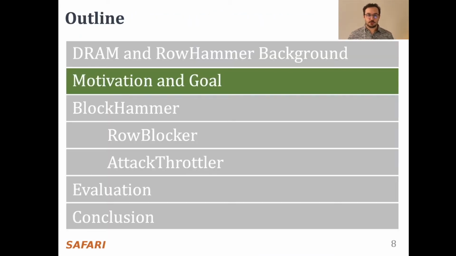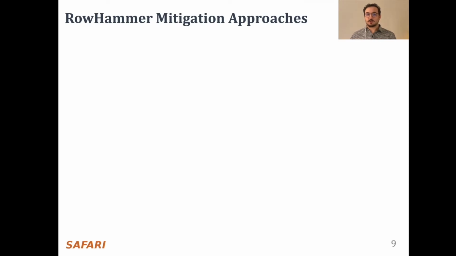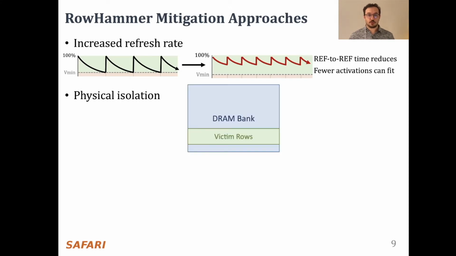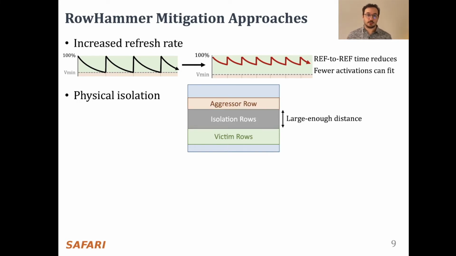Let's continue with the motivation. There are four high-level RowHammer mitigation approaches. The first approach is to increase the refresh rate, which reduces the refresh window, and thus the activation count that an attacker can reach in a refresh window. The second approach is to physically isolate potential victim rows with sensitive data from aggressor rows that a potential attacker can hammer by allocating isolation rows in between, such that the attacker cannot disturb sensitive data by performing RowHammer attack.